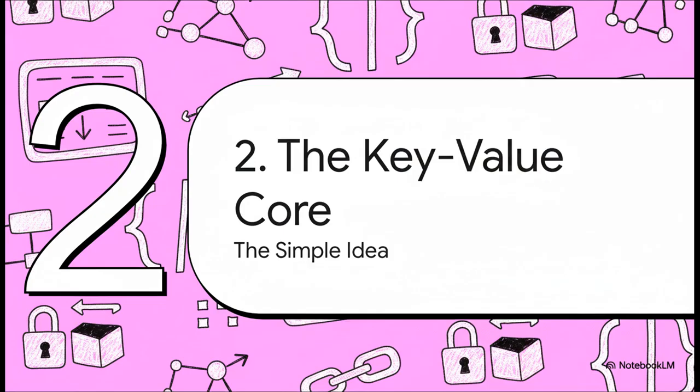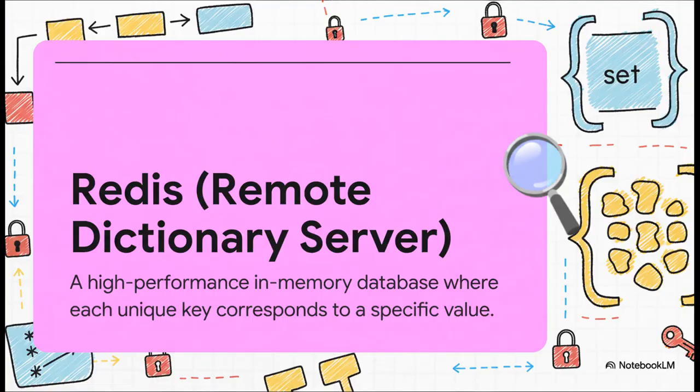Okay, so Redis solves the speed problem by living in memory. We get that. But how does it actually organize all that information? Well, the core idea is just beautifully simple. The name itself actually gives us a huge clue. Redis stands for Remote Dictionary Server. And you can think of it just like a giant dictionary. You have a unique word, that's the key, and you have its definition, that's the value. It is an incredibly fast, incredibly straightforward way to store and get back your information.